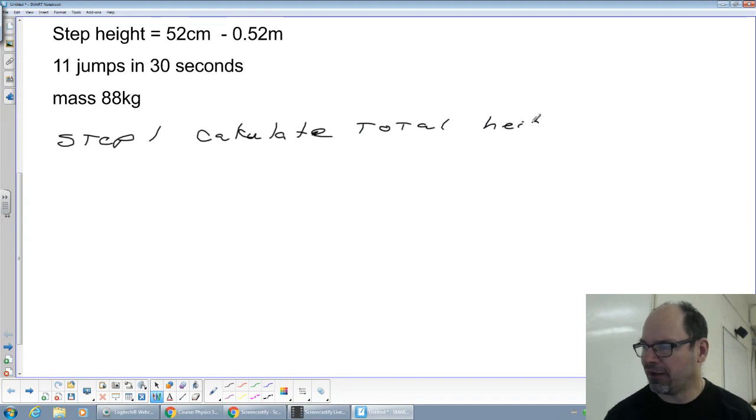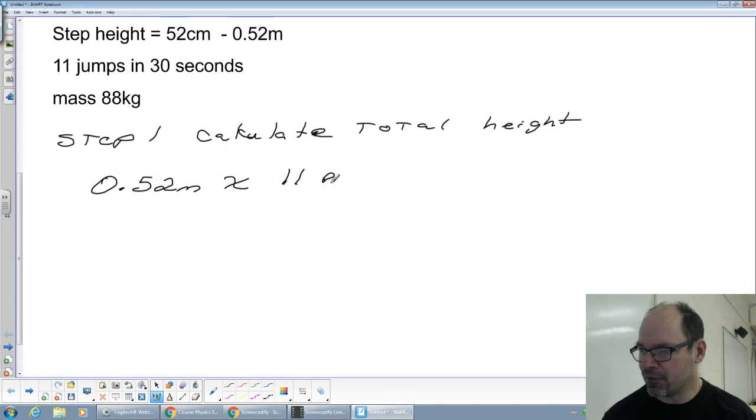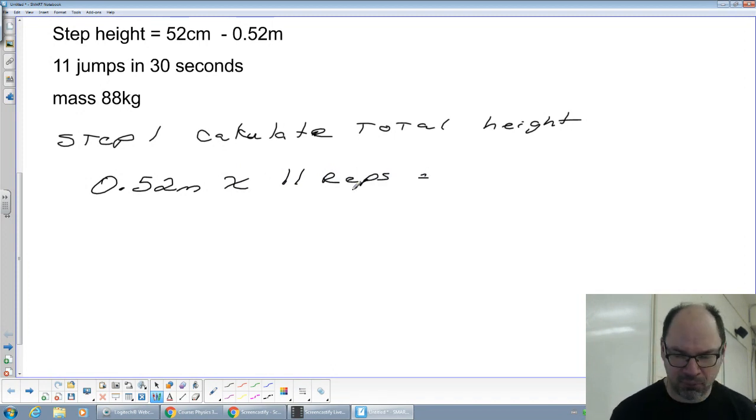Okay, so the total height that you jumped, in my case, we got 11 at 0.52 meters each time, times 11 reps. Then if you take your calculator and multiply that out, that's going to give you the total height you jumped up against gravity.